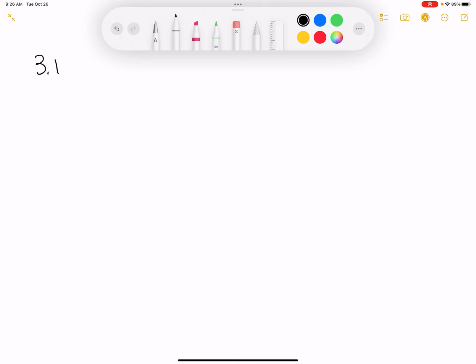So 3.1 was solve linear systems. These are examples to go with the notes that you should have watched yesterday. Solve linear systems by graphing.